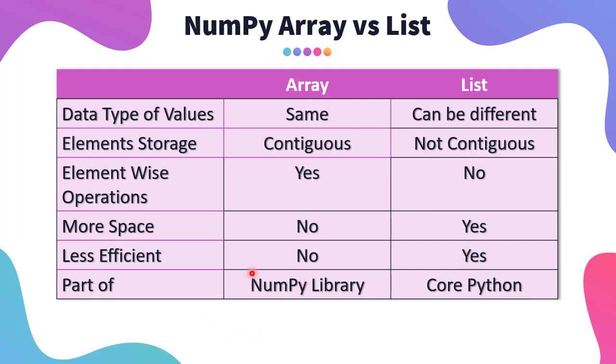Arrays are part of the NumPy library. That means that when you install Python, you have to install NumPy yourself. But list is a part of core Python. That simply means that when you install Python, the list data type is already there. You need not install anything extra.